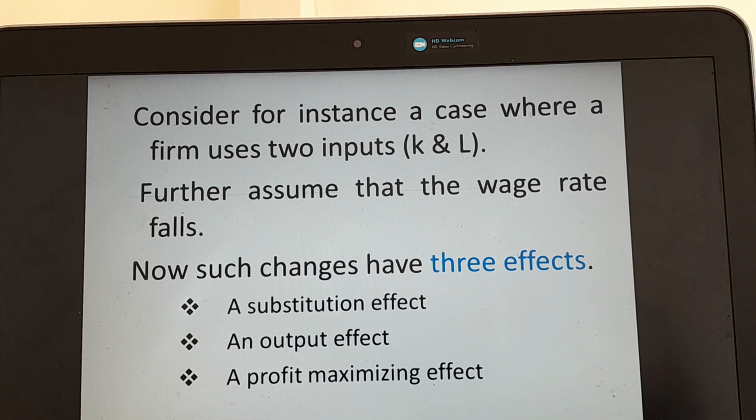One line is ISO cost for capital, the other line is ISO cost for labor. Now the slope of the ISO cost is the wage divided by the price of the capital, that is interest.